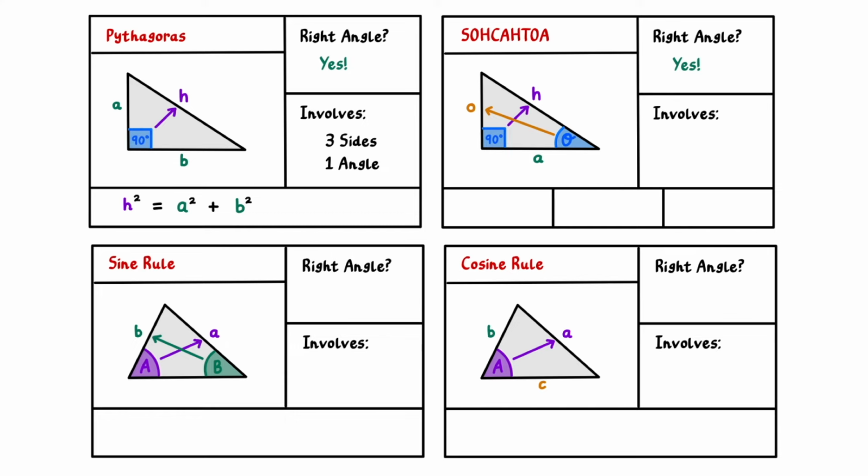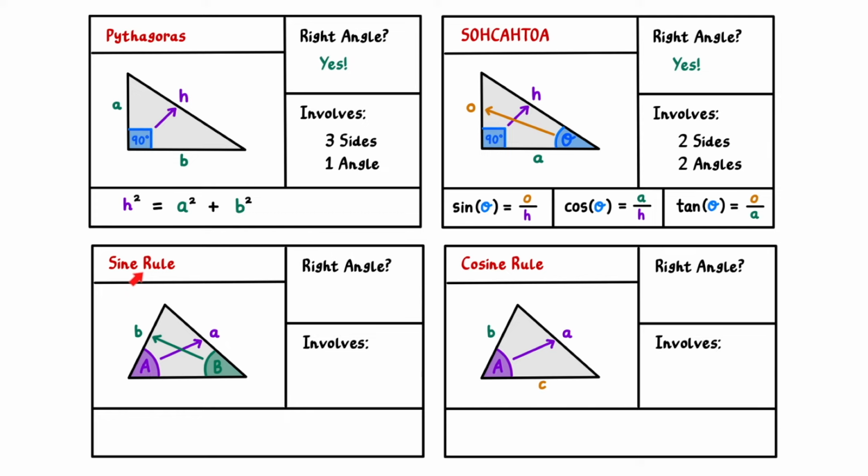There's 3 ratios to choose from in this method. Sine of theta equals the opposite over the hypotenuse. Cos of theta equals the adjacent over the hypotenuse. And tan of theta equals the opposite over the adjacent. Each of these statements involves one angle, theta, and two of the three sides. If you also include the right angle, in total we have two sides and two angles involved.